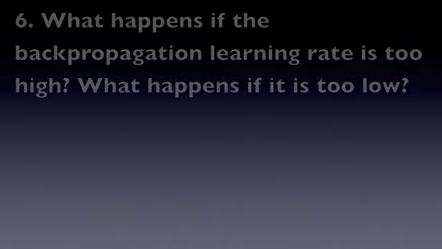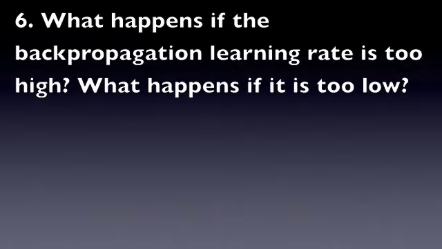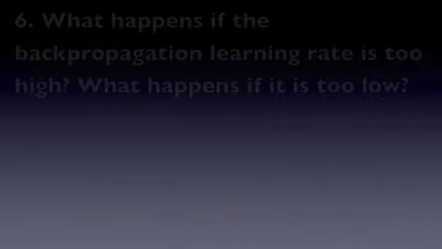Question 6 deals with the learning rate and backpropagation. If the learning rate is too high, the neural network will become unstable and not learn anything. If it's too low, learning will take a very long time.